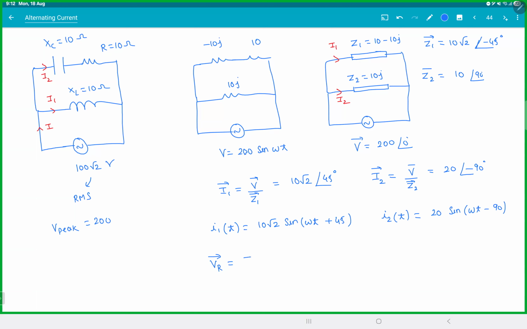VR bar will be the current I1 bar into R bar. That will be 10 root 2 at 45, and R bar will be 10 at 0. So that's 100 root 2 at 45. This is the voltage across the resistance as a function of time t.